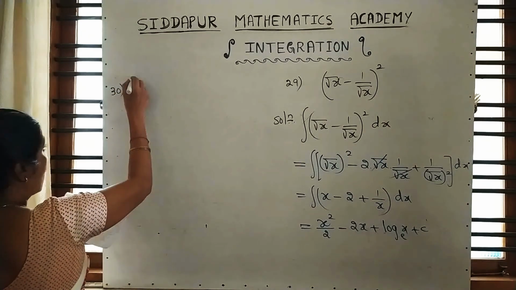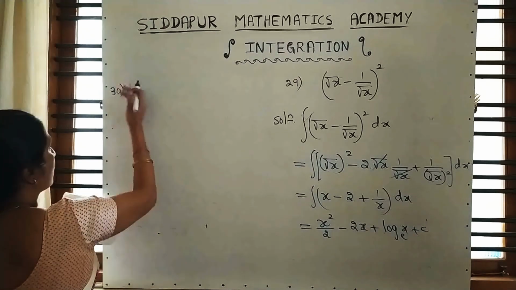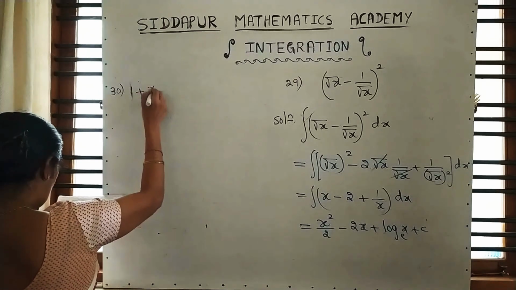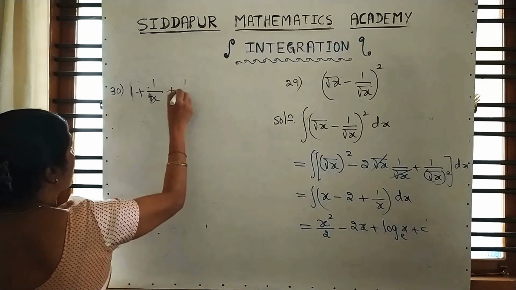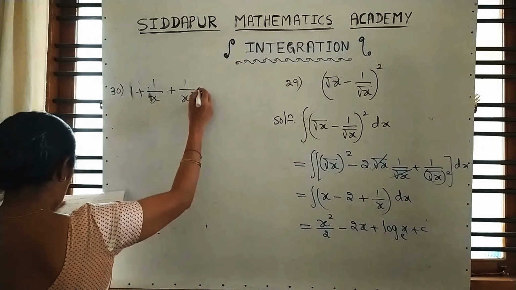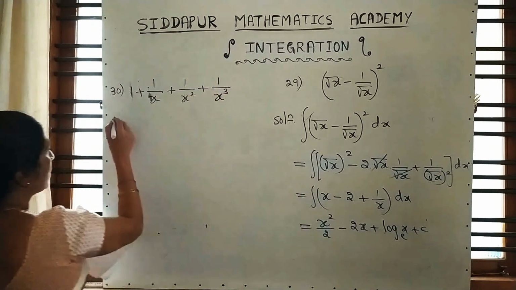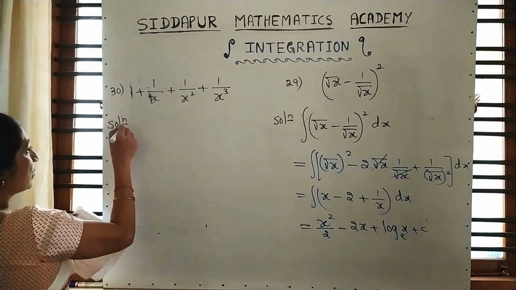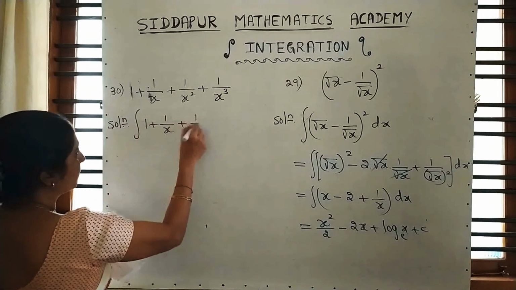So now I will write with integration sign, or first I will write the problem. 1 plus 1 by x plus 1 by x square plus 1 by x cube. So in the solution, first I will write the problem with integration sign.